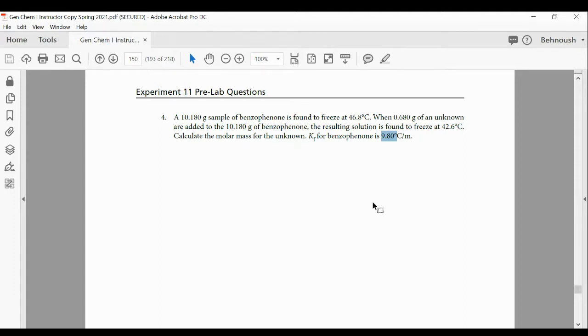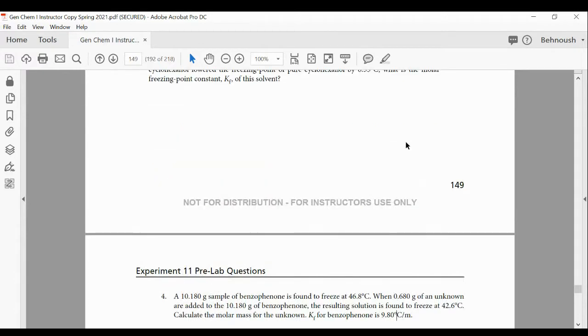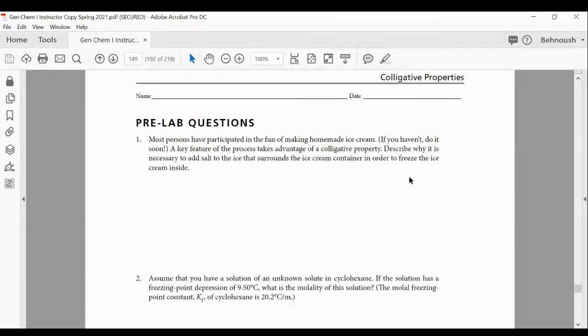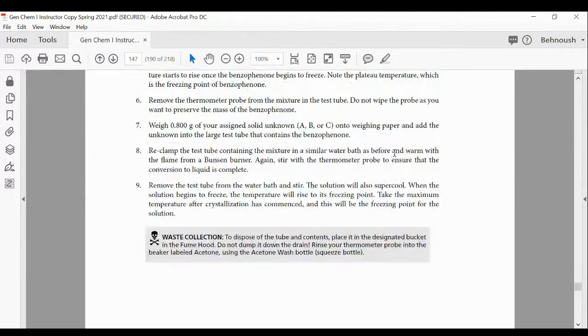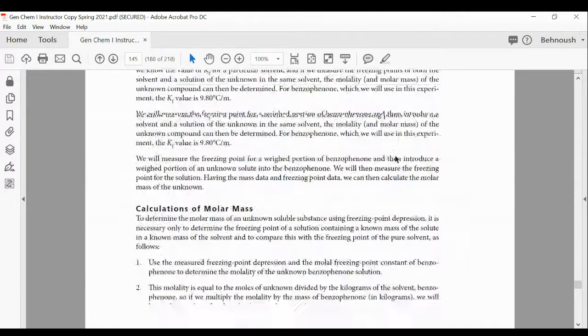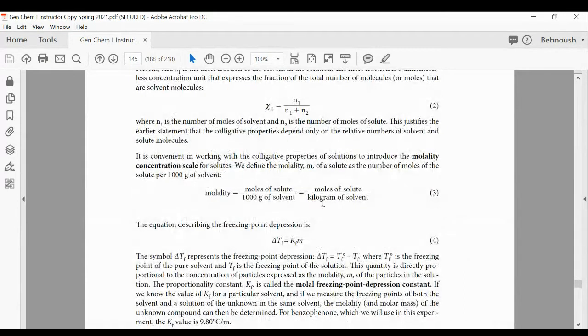When you have the molality, you find the number of moles. How do you find number of moles? Molality and number of moles, use this formula. Because I cannot write here, I'm just going to take you to this formula and tell you what formula to use.